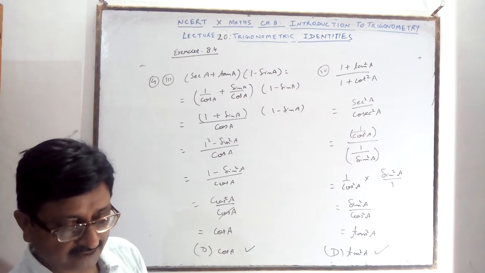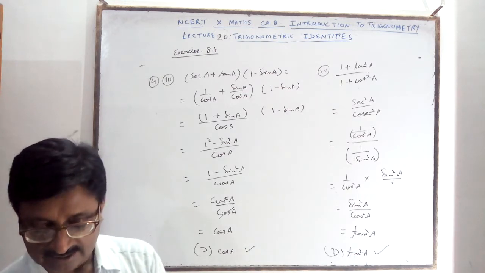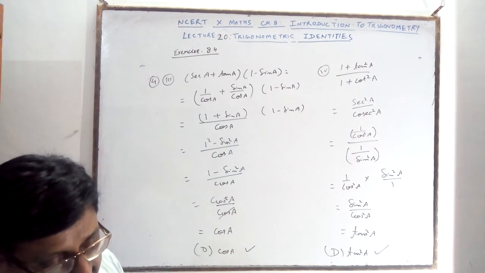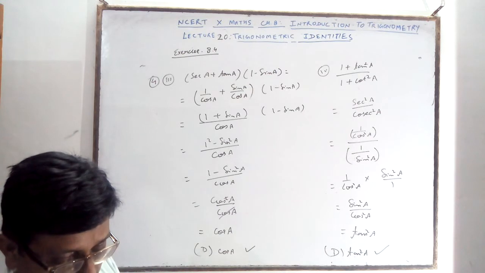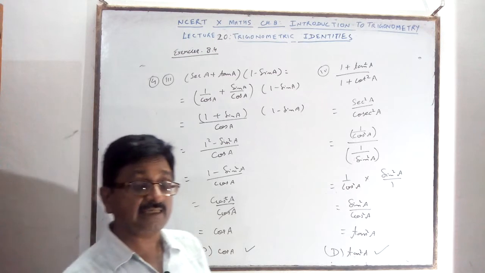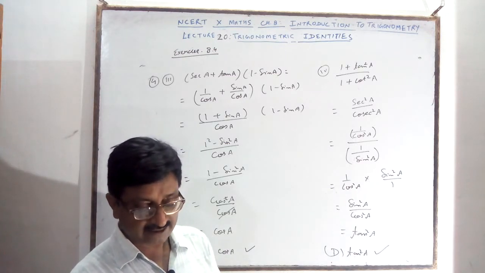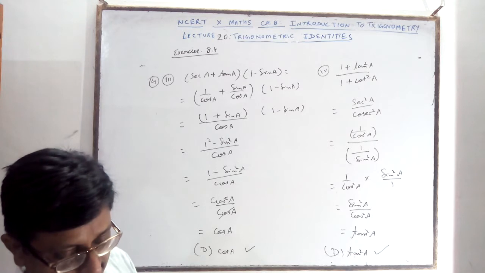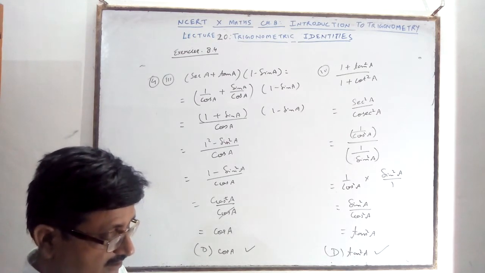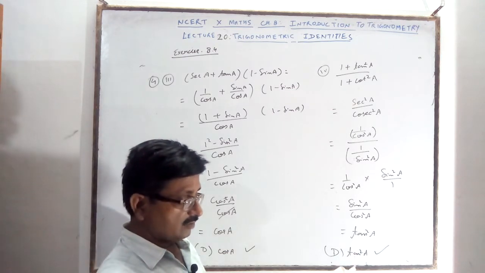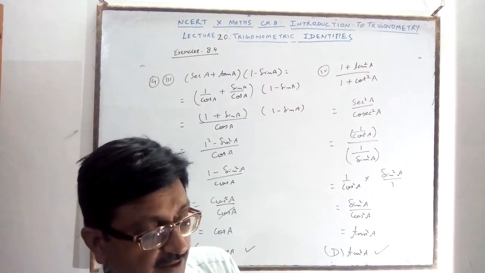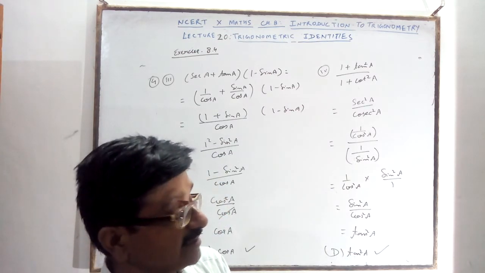In question number 5 you will get very important parts. Very important identities you want to prove. How will you prove this? Very simple. There are many parts. Question number 5 has 10 parts.